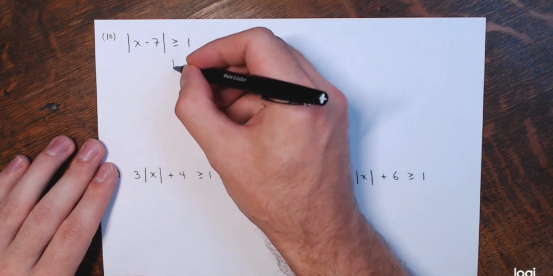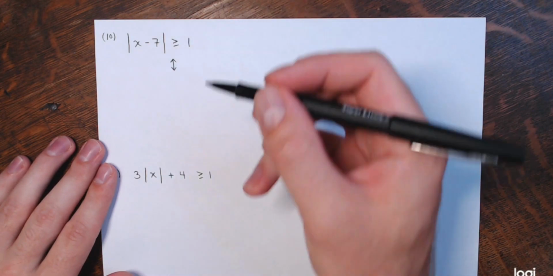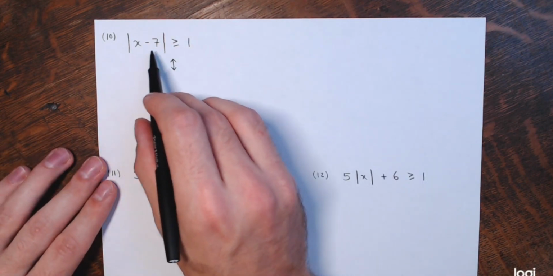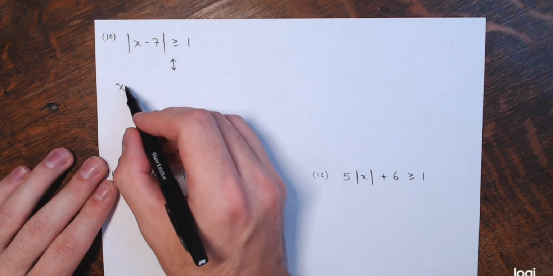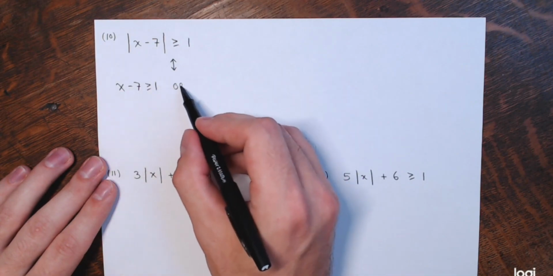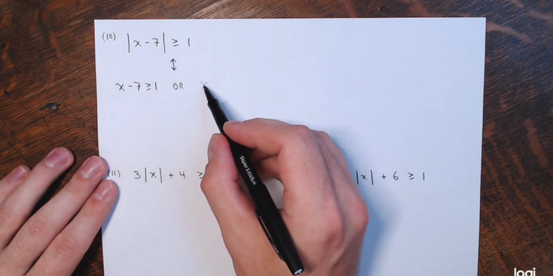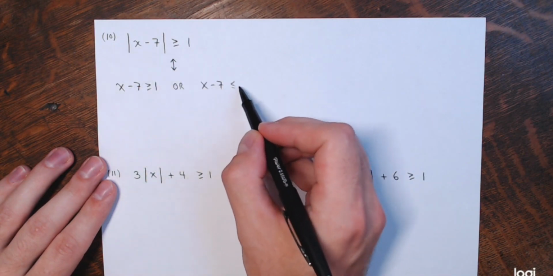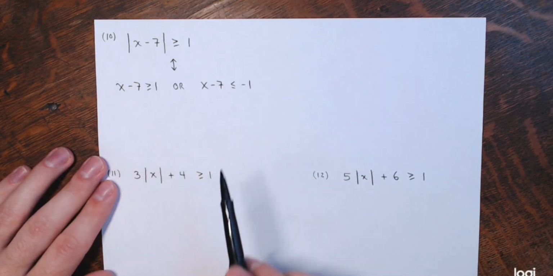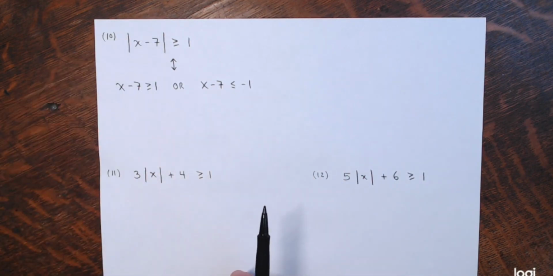So now I can write that equivalent compound inequality. This will be true when x minus 7 is greater than or equal to 1, or whenever x minus 7 is less than or equal to -1. Right? When x minus 7 is to the right of 1 or to the left of -1, this will be a true statement, or equal to -1 and 1.